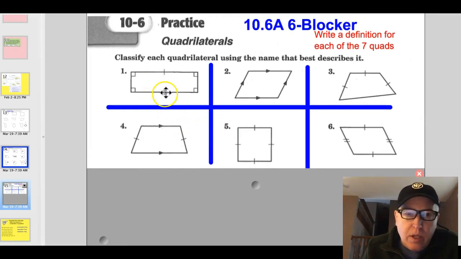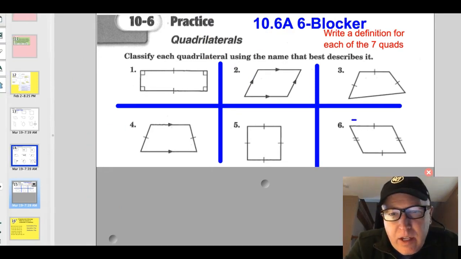This one here would be a rectangle, obviously. These 2 sides are congruent, and these 2 sides are congruent. We've got 4 right angles and 2 sets of parallel lines. This here would be a parallelogram. Let's just double check here. We'll take a measure real quick. I measured it quick. It is a parallelogram.